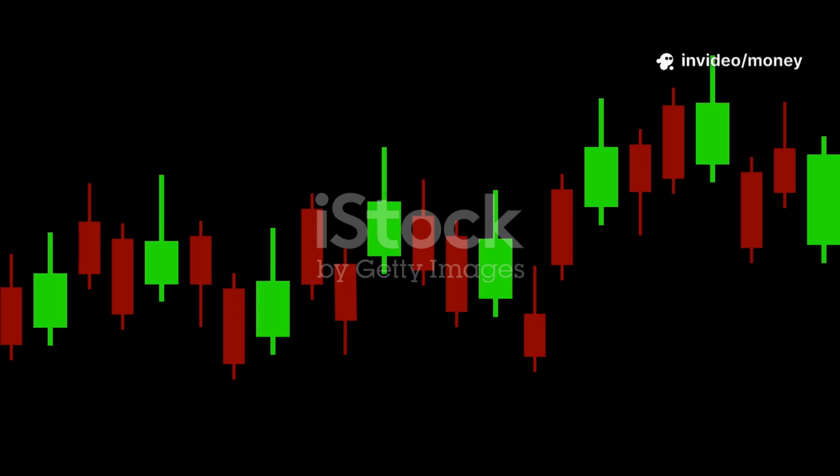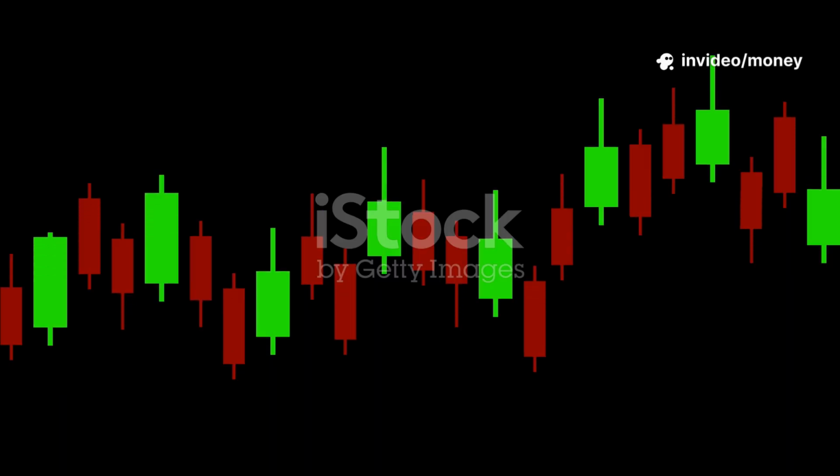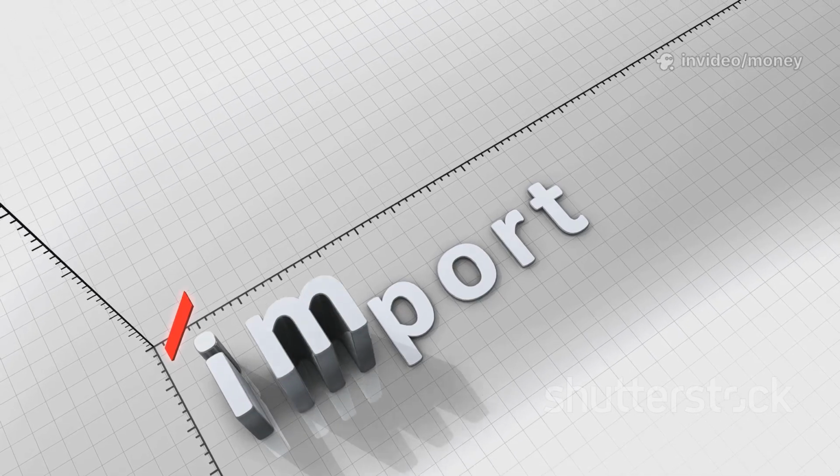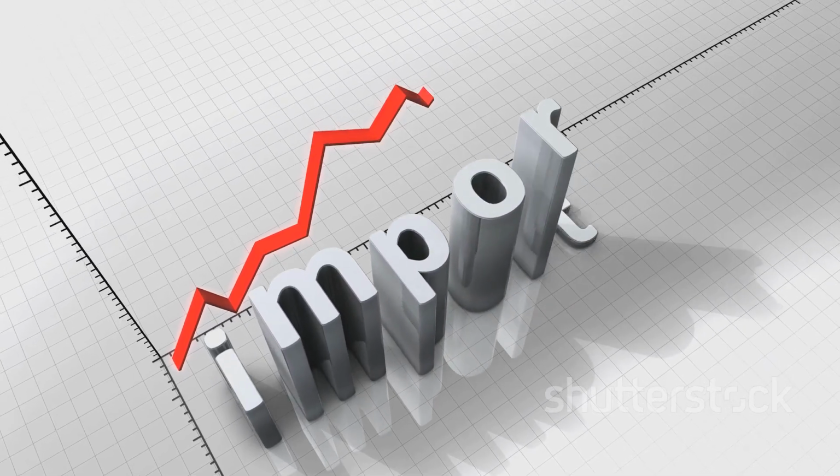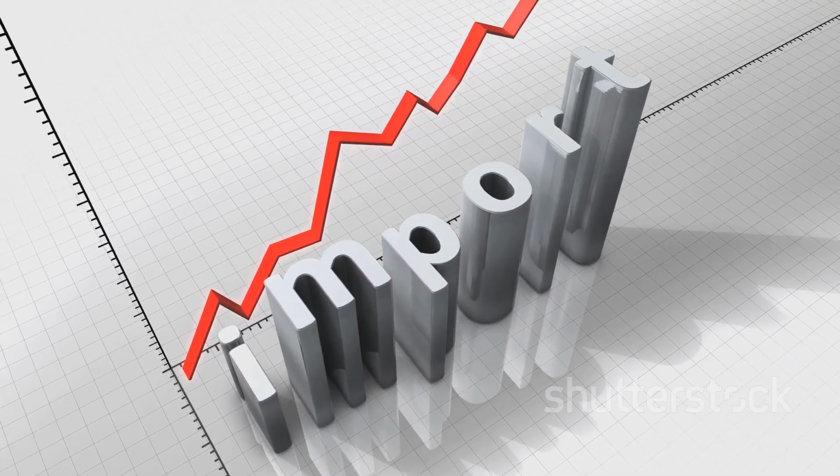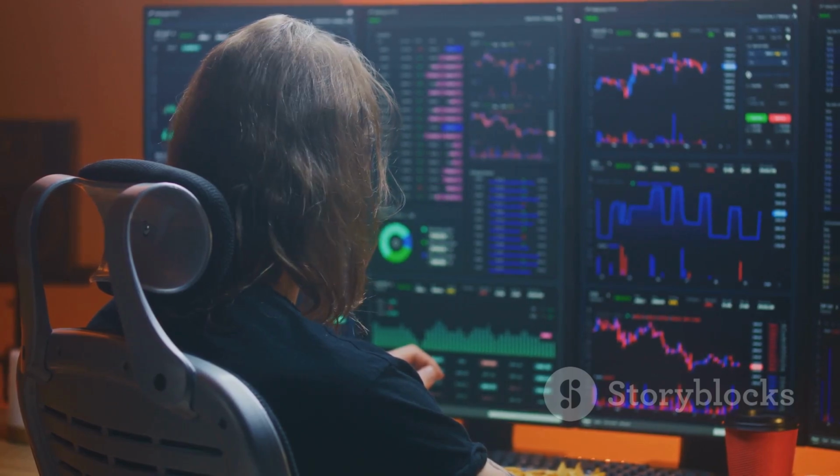An ascending triangle is generally considered a bullish pattern. Its structure is defined by a horizontal resistance line at the top and an ascending trend line forming higher lows at the bottom. Think about what this means psychologically.